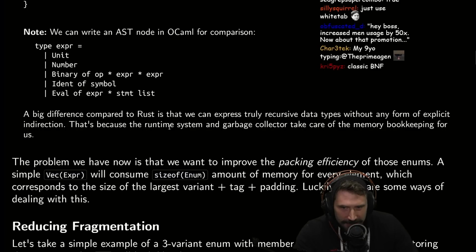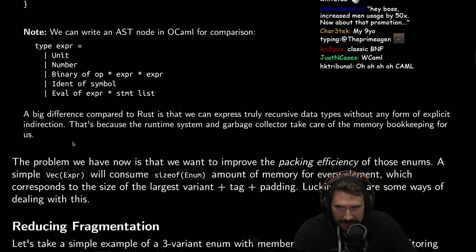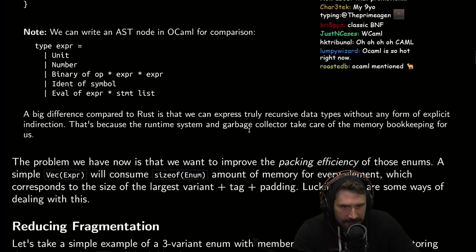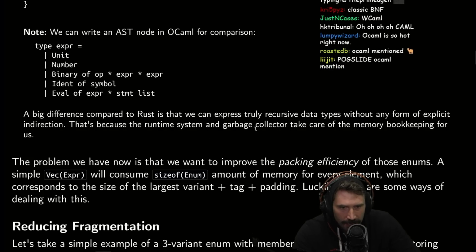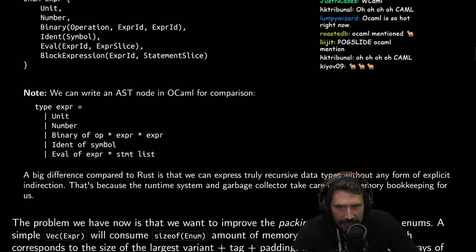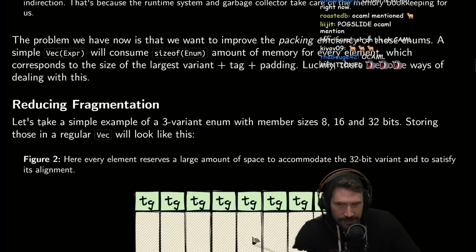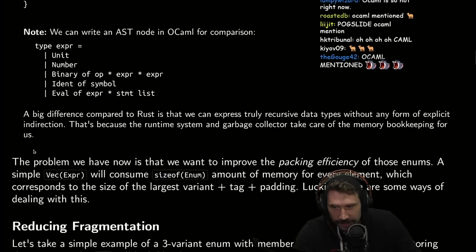A big difference compared to Rust is that we can express truly recursive data types without any form of explicit indirection. That's because the runtime system and garbage collector take care of memory bookkeeping for us. Yes, this is true. It just makes everything in OCaml slightly easier. You just have to learn a new syntax, which is what I want to do, but I just haven't done it yet.